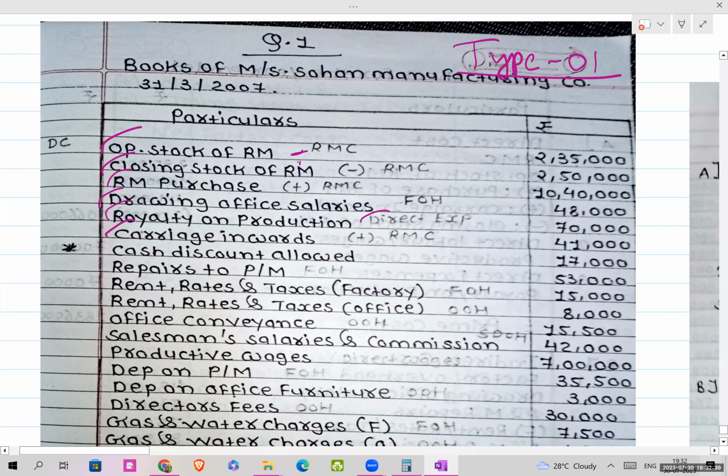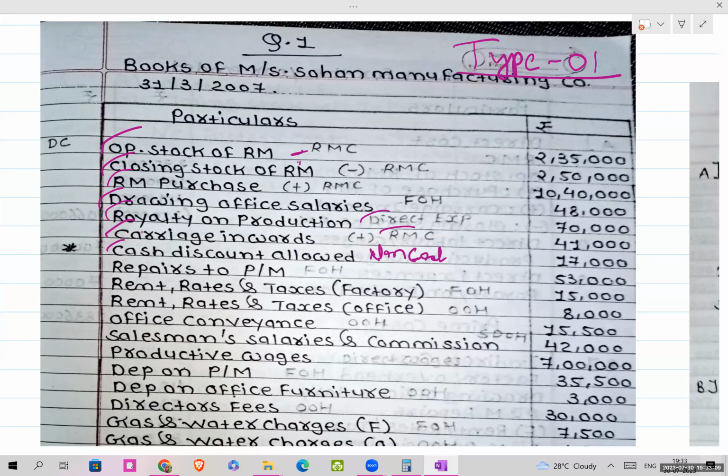Then carriage inward is carriage inward of raw material. So it will be added to the formula of raw material consumed. Then cash discount allowed. This is a non-cost expense. In the theoretical aspect, I had also discussed non-cost items in a lot of detail. So this will go under non-cost, meaning it will not be added in the cost sheet. Okay, non-cost items do not appear in the cost sheet as discussed.